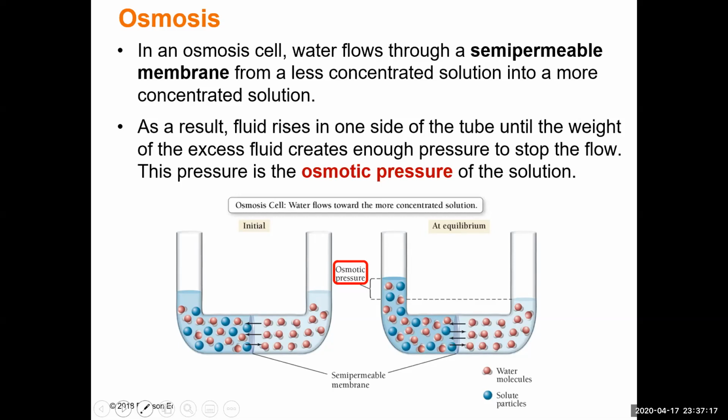In an osmosis cell, water flows through a semi-permeable membrane from a less concentrated solution into a more concentrated solution. And as a result, the fluid will rise on one side of the tube until the weight of the excess fluid creates enough pressure to stop the flow. This pressure that now stops the flow is called the osmotic pressure of the solution.